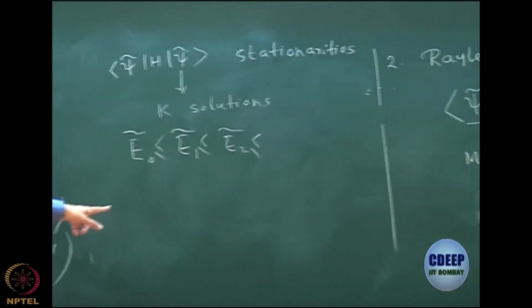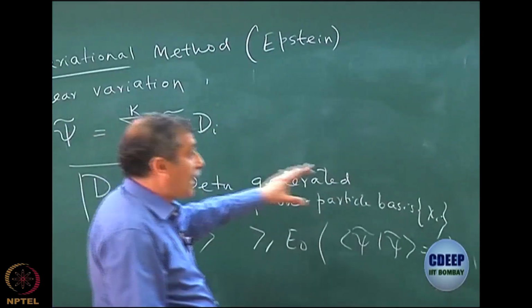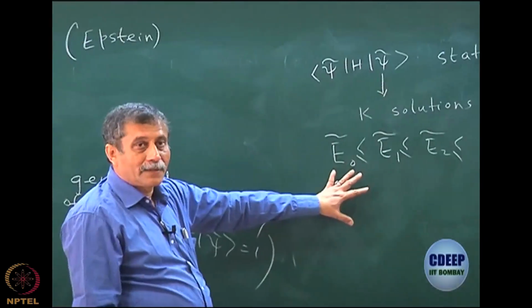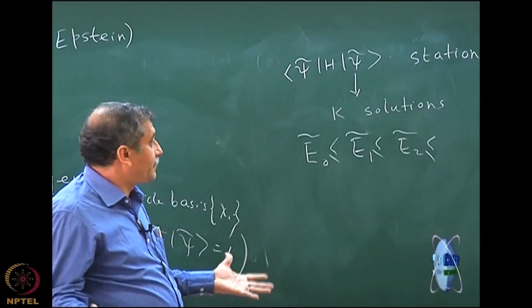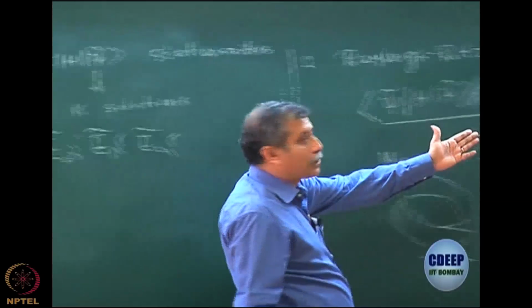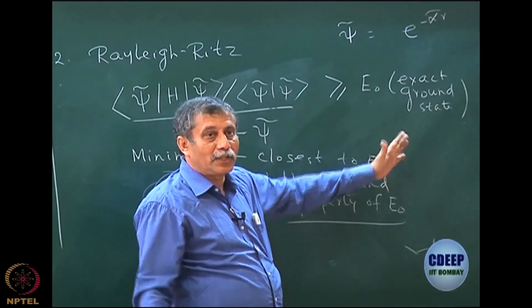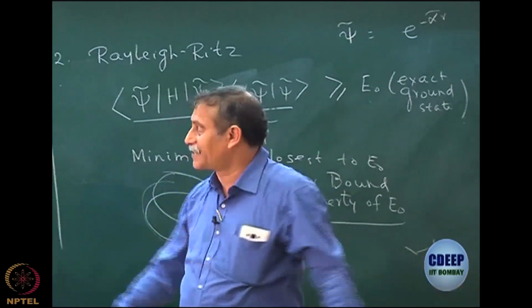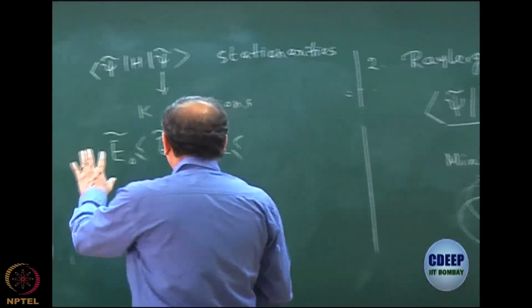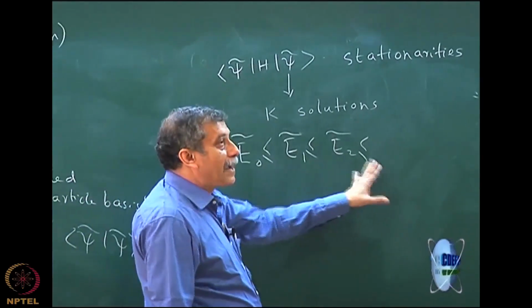Remember, they are not exact solutions now because I have a k-dimensional subspace, so they cannot be exact solutions. Correct? Yet each of them must be greater than or equal to E0. That is also clear from the Rayleigh theorem. Is it clear? Because theorem 2 of course holds in this case. So I order the solutions that I get out of the linear variation in this manner.